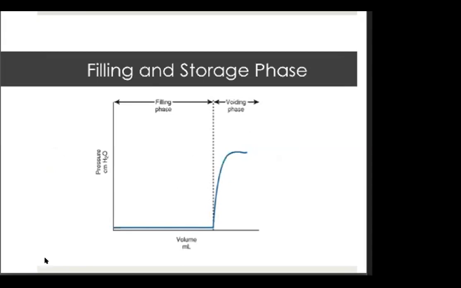So the bladder must remain at low pressure storage until the patient gives the command to void. So in this graph, during filling, near 0 yung pressure ng detrusor muscle. So until dun sa voiding phase na.